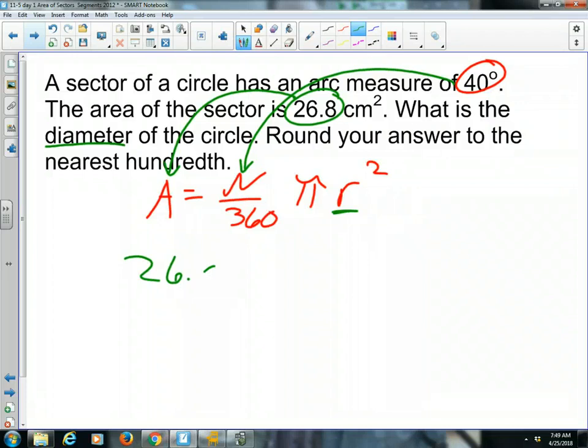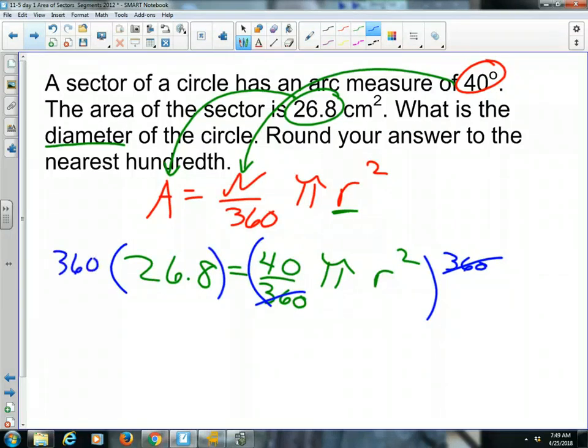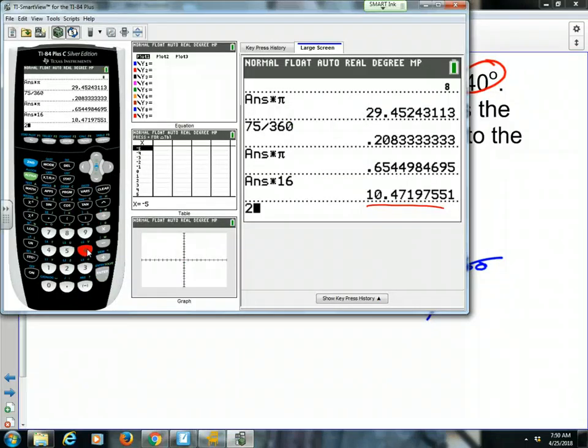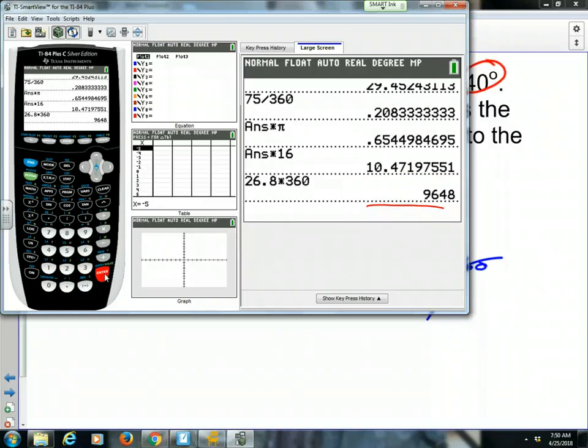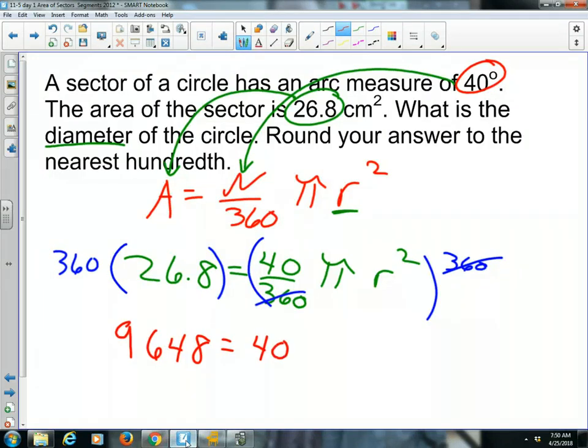So 26.8, that's the area on the left side, equals 40 over 360 pi r squared. Let's now solve for the radius. What I would do first here is multiply both sides by 360, and that would get rid of the denominator. So we're going to have 26.8 times 360, which is 9,648. 9,648 equals 40 times pi times r squared.